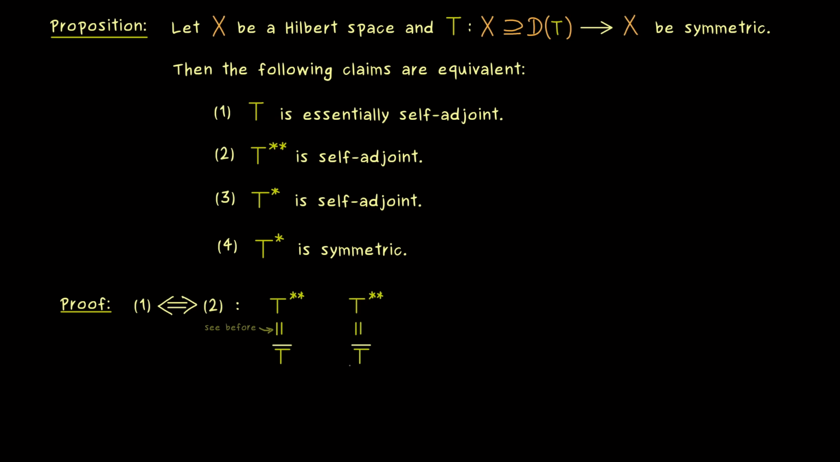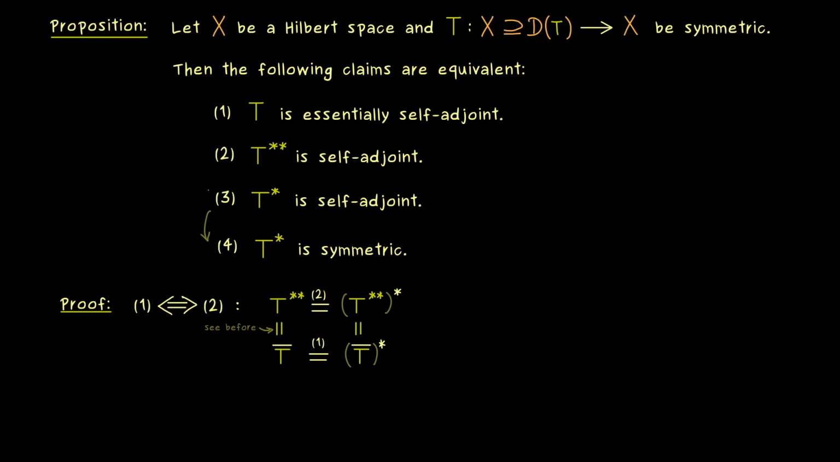So in a formula, we just have that the closure of T with a star is equal to T with 3 stars. And now you should see that the equality here on the lower part is just the statement in 1. And on the other hand, the equality in the upper part just means that T star star is a self-adjoint operator. And there you see it, one equality holds if and only if the other one holds. And this is really good because it means only 4 implications remain to show. And moreover, 2 are already given because self-adjointness implies symmetry.